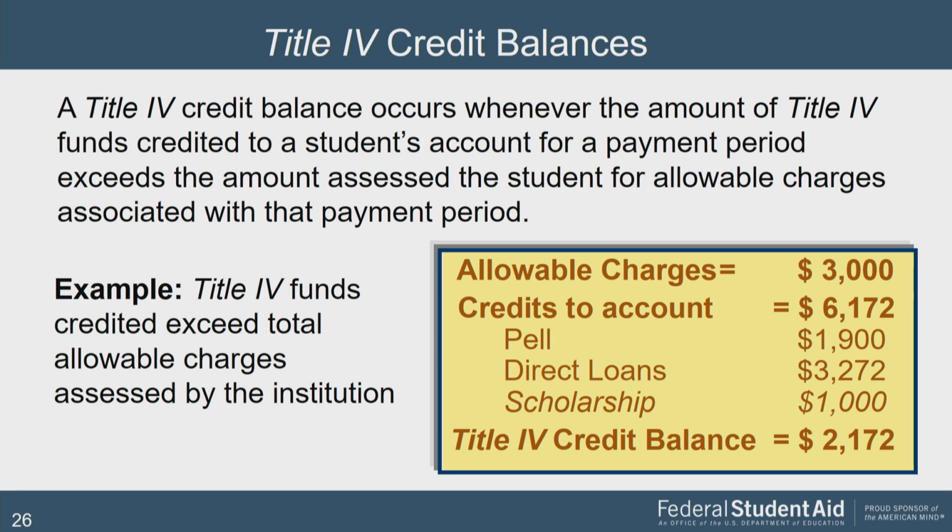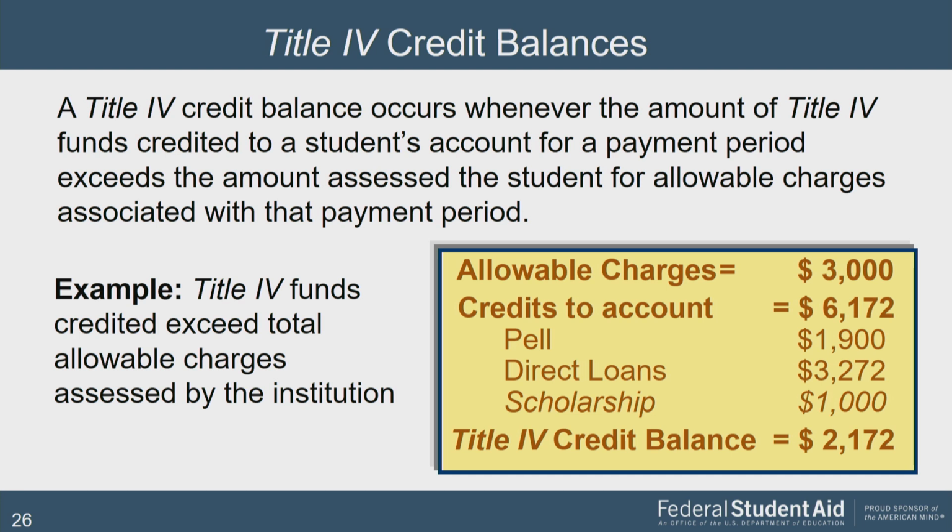That could be. Let's talk a little bit about Title IV credit balances. When we talk about credit balances, for purposes of our programs, we're only concerned with Title IV credit balances. So it's important that when you look at what constitutes a Title IV credit balance, that can be different from a regular credit balance. So let's take a look at that here. A Title IV credit balance occurs whenever the amount of Title IV funds credited to the student's account for a payment period exceed the amount assessed the student for allowable charges associated with that payment period. So it's Title IV funds exceed the allowable charges.